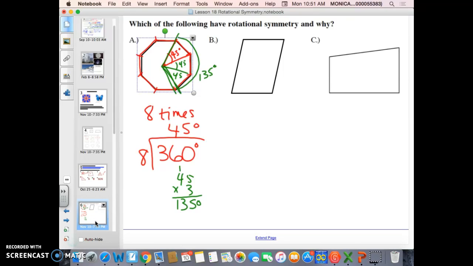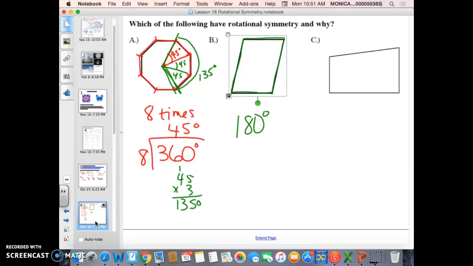Let's look and see if this one has rotational symmetry. And if it does, how many times you can turn it. There's 90. Okay, so this can only be turned once. So since it can only be turned once, it's exactly 180 degrees.